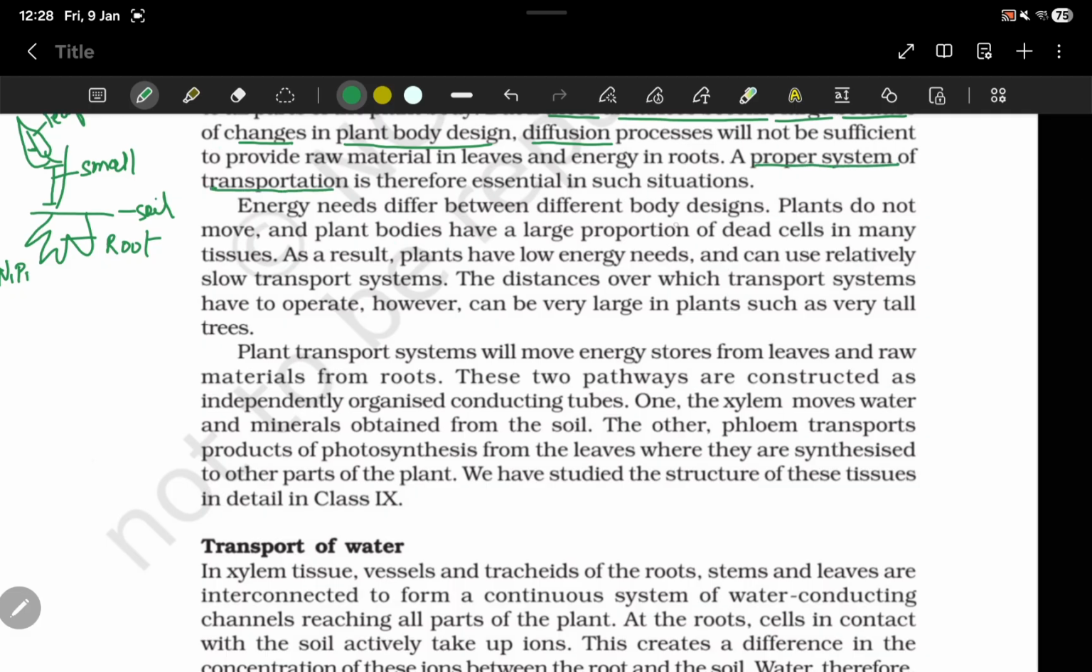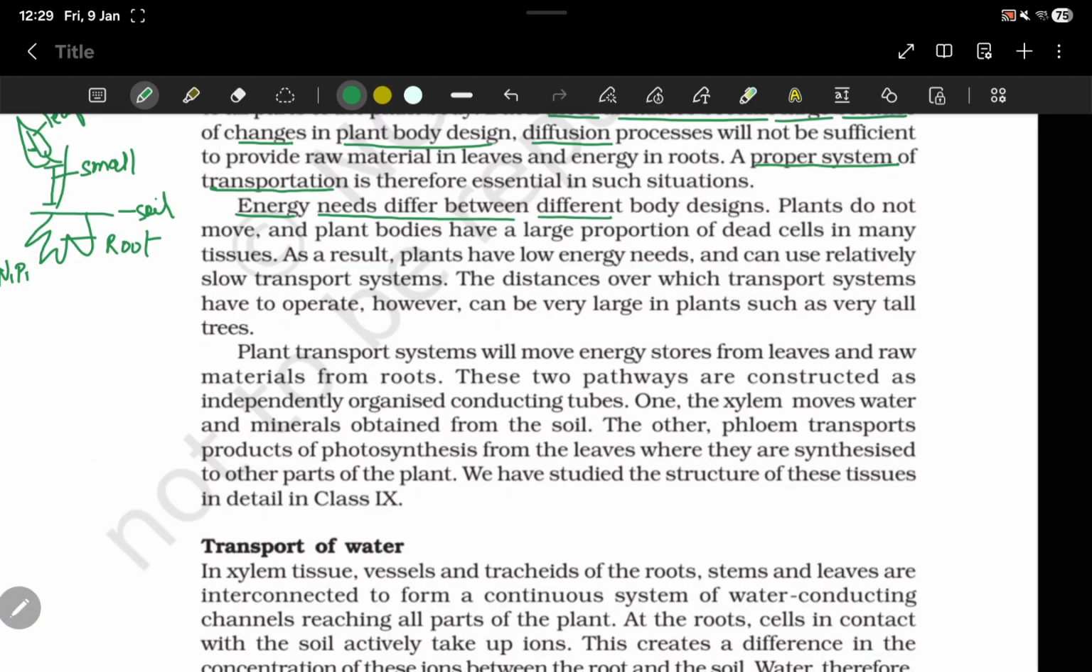Energy needs differ between different body designs. We all know this, we can relate it to the energy requirements of an infant, which are not equal to those of a 14-year-old youth. In the same way, a person who has a sedentary lifestyle, his or her energy requirements are not the same as that of a wrestler. So energy needs differ between different body designs.